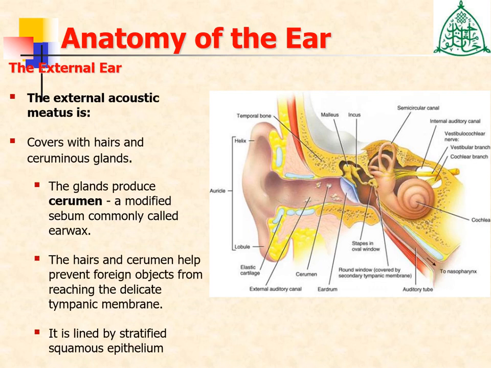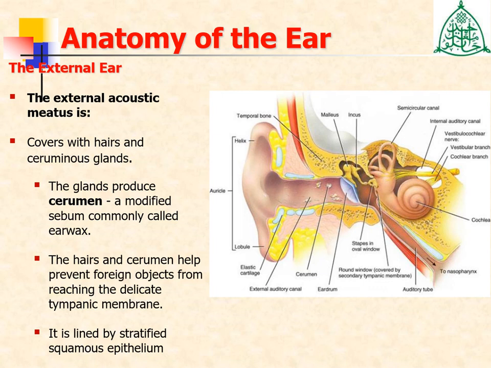If we look at the external acoustic meatus, which is the second part of the external ear, it is made up of cartilage and bone. The lateral half of it is cartilaginous, while the medial half is bony, and therefore the skin covering these two areas is a bit different. To the medial side it is tightly, firmly attached, while to the lateral side it is loosely attached.